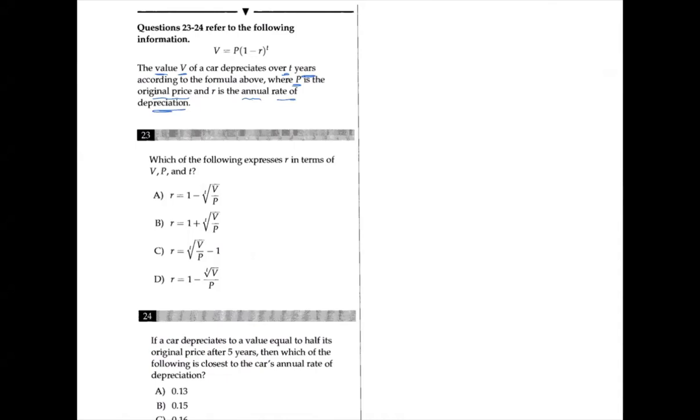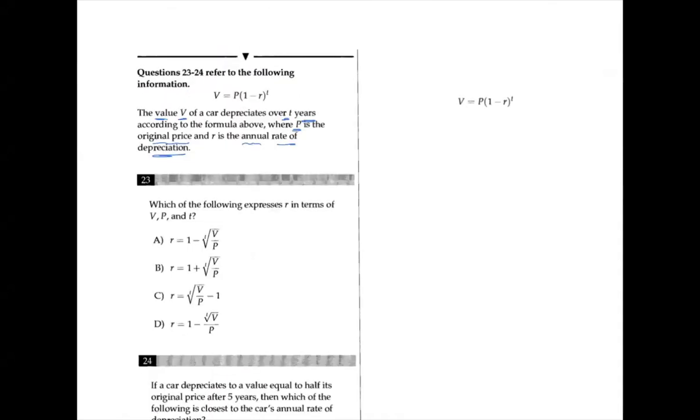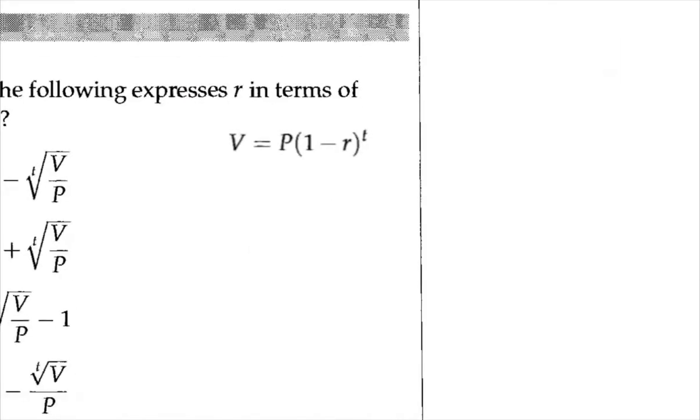Good. Which of the following expresses R? We need to isolate R to express it in terms of V, P, and T. Let's start. R is inside brackets, and we have a power, and also P outside. So let's start by canceling P. How? Divide here by P and here by P. This cancels this. So V over P equals (1 minus R) to the power of T.